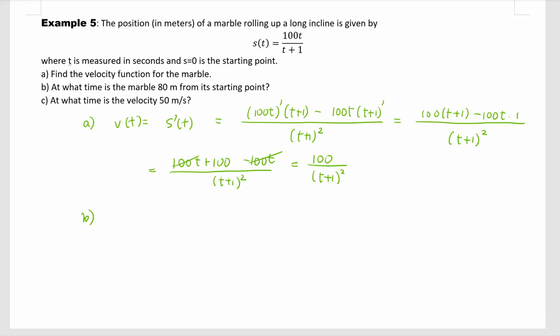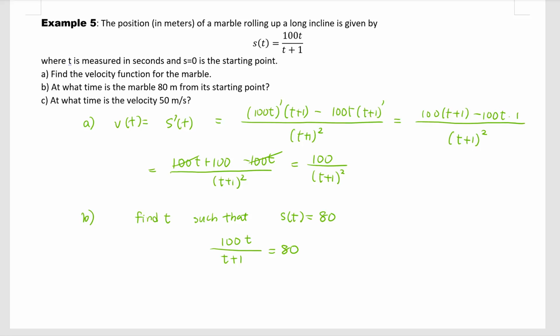Part B: at what time is the marble 80 meters from the starting point? We want to find the time such that the marble is 80 meters away. Sometimes from the units, you know what it's about. Meters is about the displacement, and if you see meters per second, that's about the velocity. So we want to find the time t such that s of t equals 80. So we have 100t over t plus 1 equals 80.